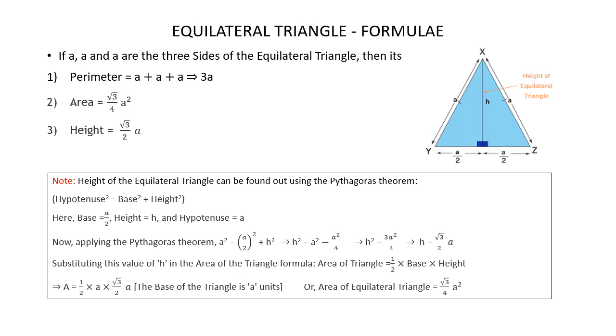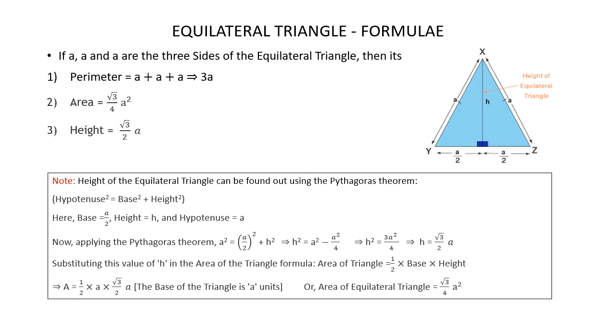So substituting these values in the Pythagoras theorem, we get a squared is equal to (a by 2) the whole squared plus h squared. Now (a by 2) the whole squared is nothing but a squared by 4. If we shift a squared by 4 to the left hand side of the equation, then we get h squared is equal to a squared minus a squared by 4.